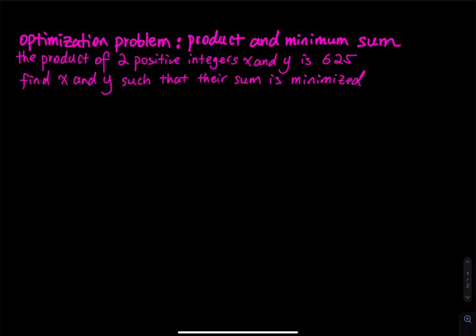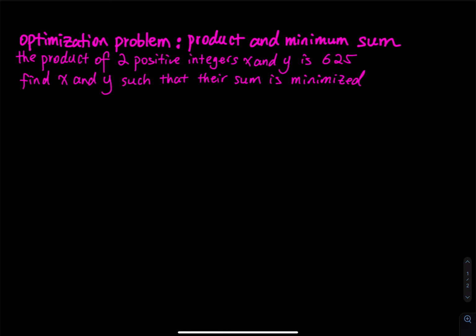This is a basic optimization problem regarding product and minimum sum. The product of two positive integers x and y is 625, so this is easy, right? x multiply y equals 625. You have to tell me what x and y are such that their sum is minimized.